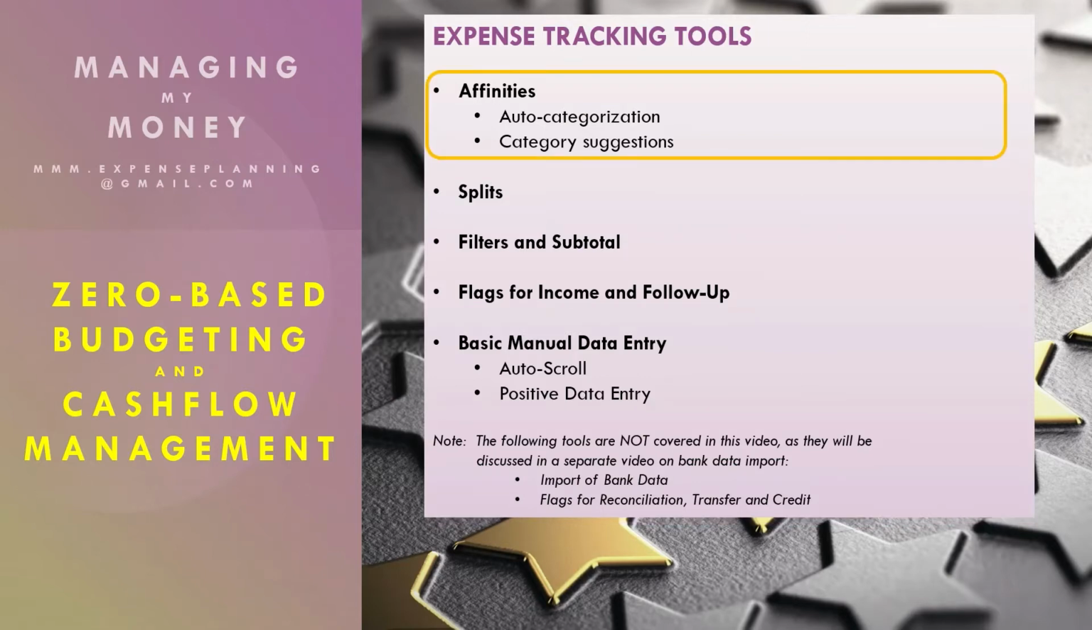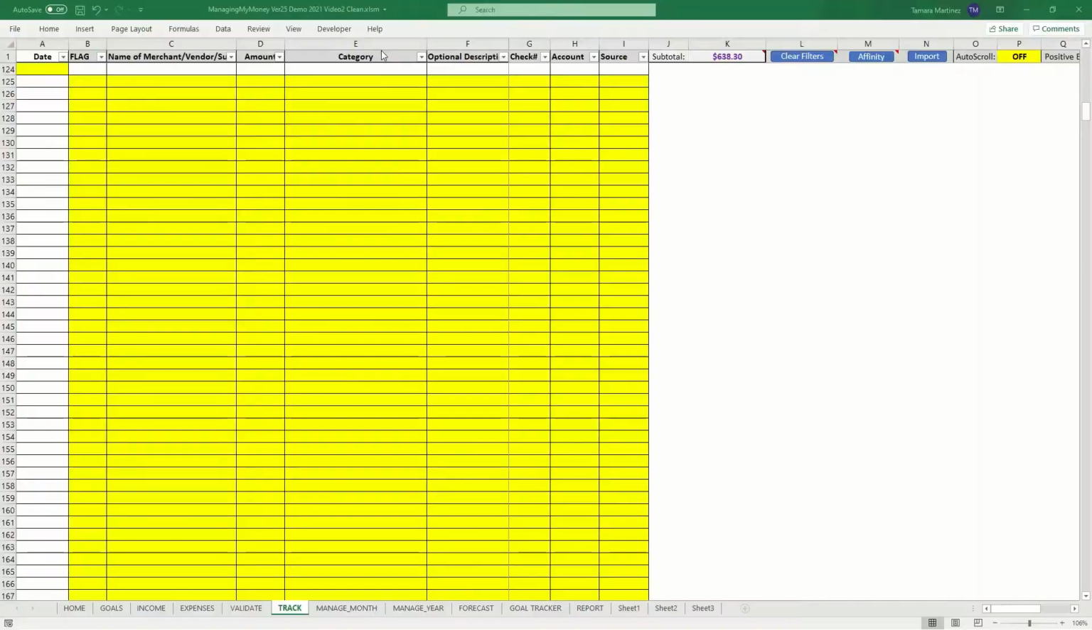So first, let's look at affinities, which are auto-categorization and category suggestions. This is the sheet where you can enter and track information for all of your transactions. I'm going to give some examples about the affinity, which is auto-categorization and suggestions. First, I'm going to show you the basic behavior. I'm going to put in a date of March 1, 2021, and just for example, I'm going to put in Panera Bread.